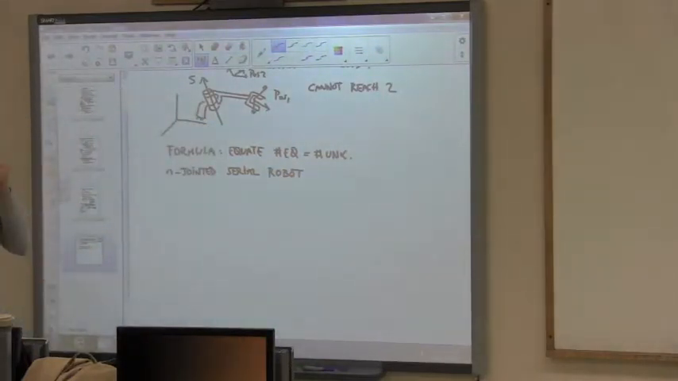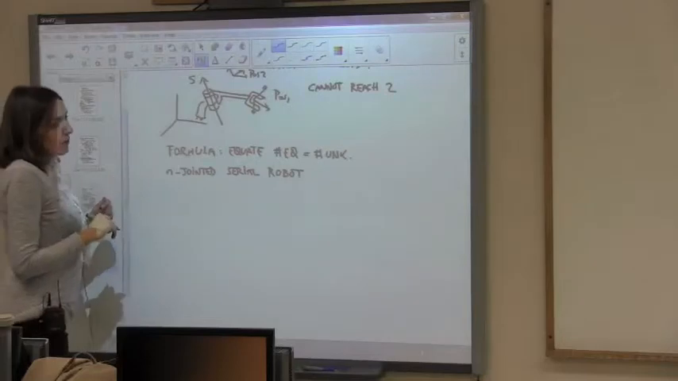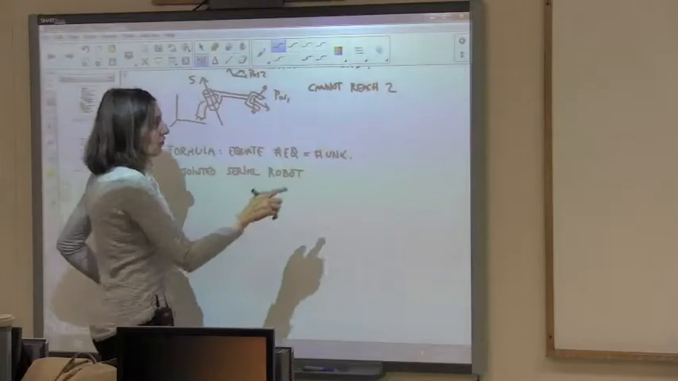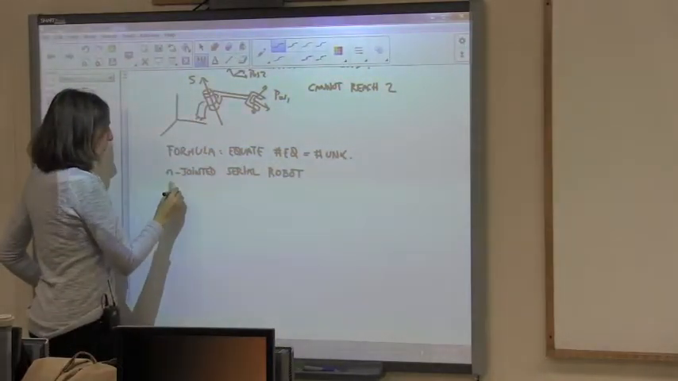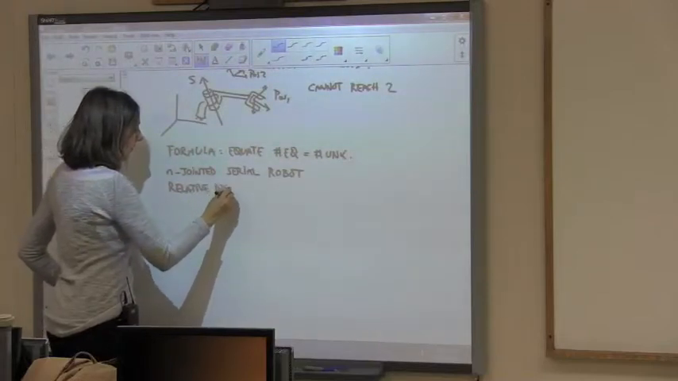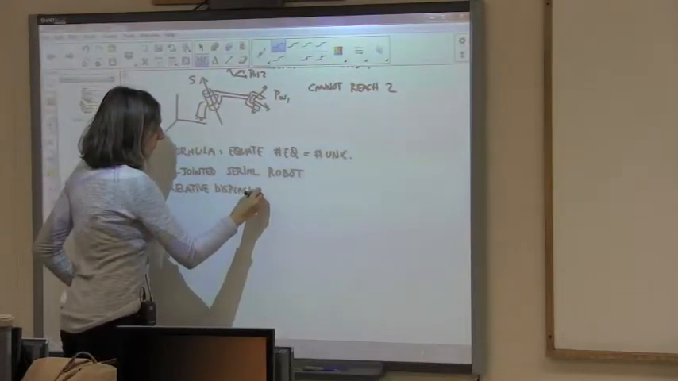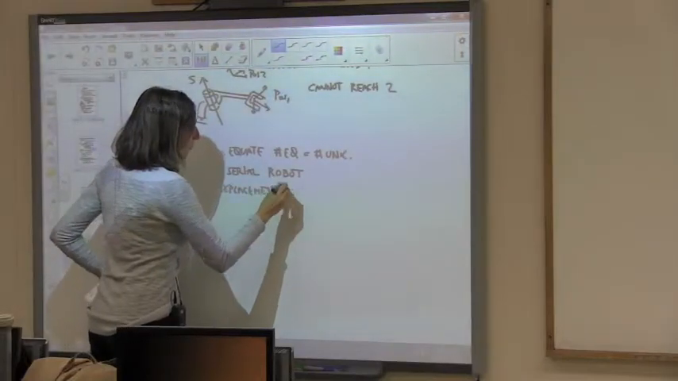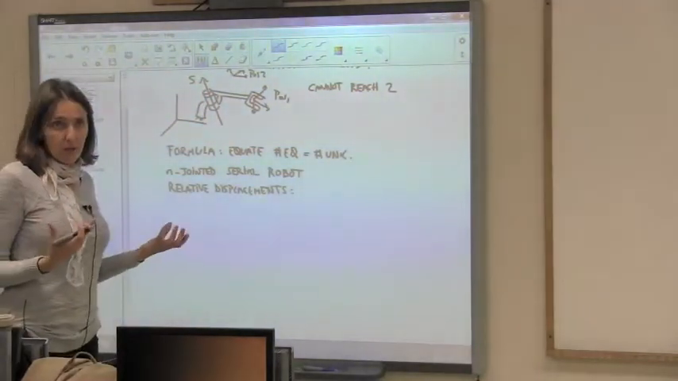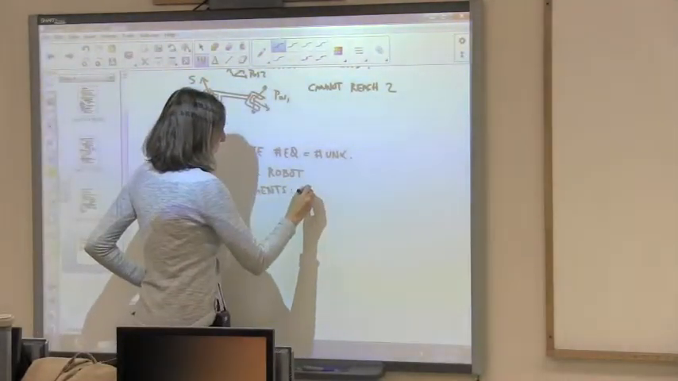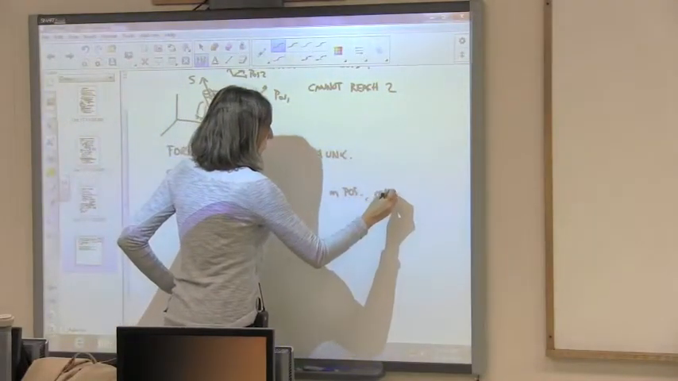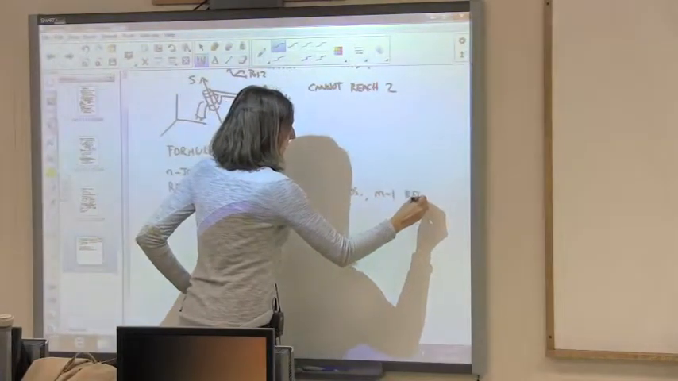We can write the forward kinematics for that. And let's talk about, we are going to use the relative displacements, which means that if we are given a set of n positions, we will have n minus 1 relative displacements, right? For m positions, m minus 1 relative displacements.